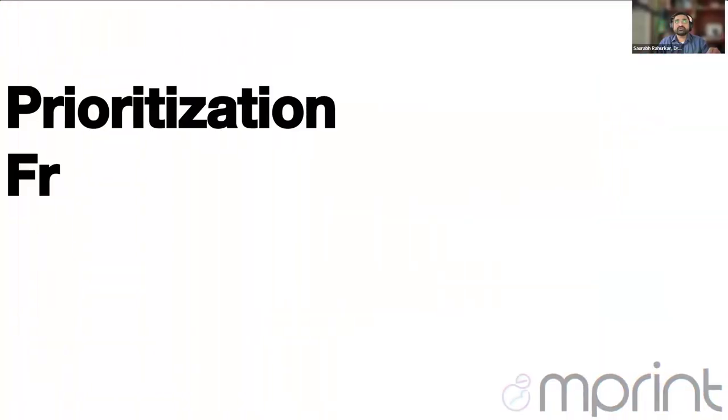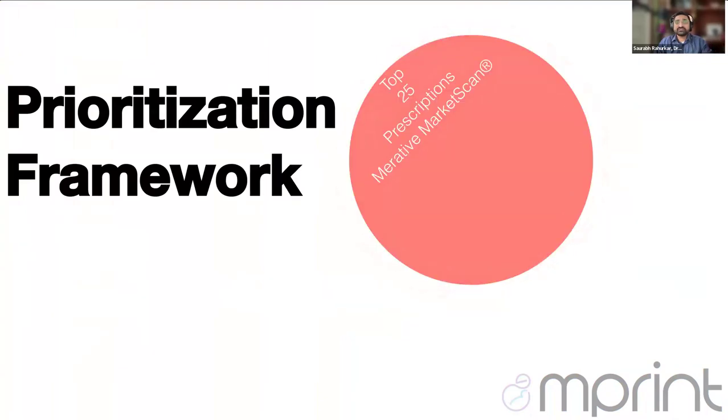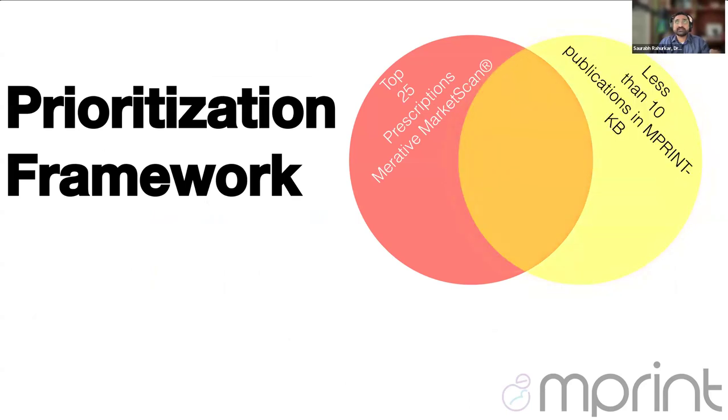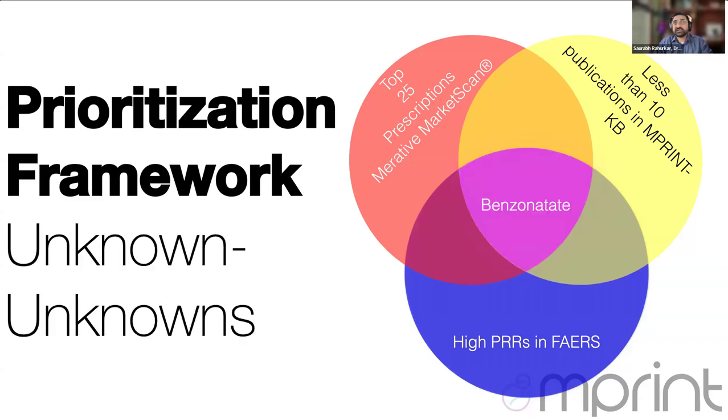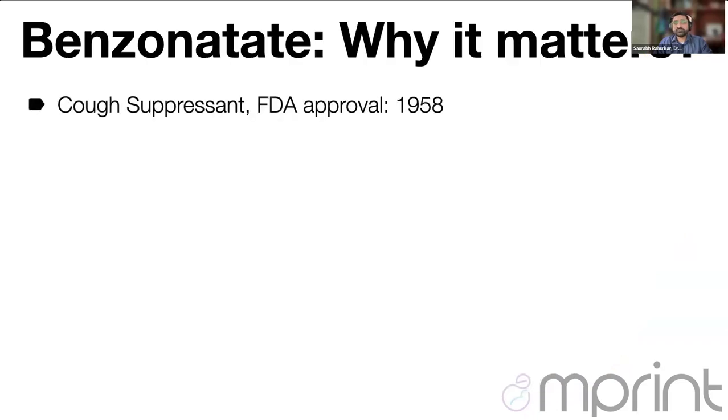So bringing it back to our prioritization framework. We talked about looking at the top 25 prescriptions in MarketScan. Then we're looking at those drugs which have fewer than 10 publications in the MPRINT KB. And then we're looking at the drugs which have ADEs with high PRRs in FAERS. And that brings us to our unknown, in the case of benzonatate here. So why zero in on benzonatate?